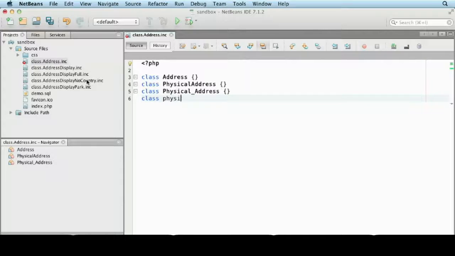Class physical_address, but this time in lowercase. This is valid but not a best practice as each word does not start with a capital letter. Class 21 Jump Street. This class name is invalid. It will trigger a parse error expecting tstring because it starts with a number.